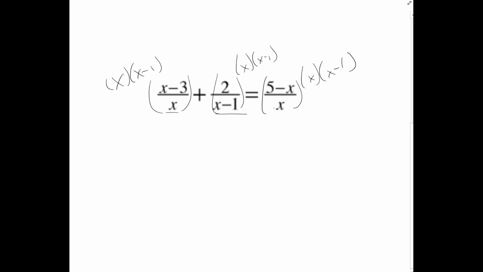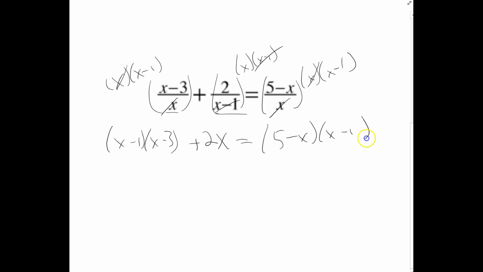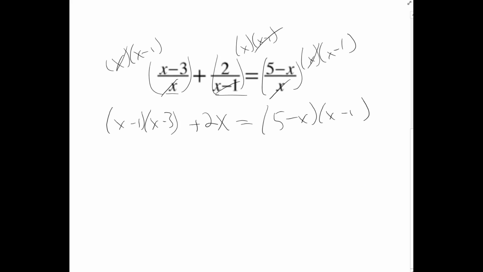Okay, so same thing here. The way I've written this, it's a lot easier to see that right here, this x cancels with that x. I have left x minus 1 times x minus 3 plus 2. Okay, the x minus 1's cancel. I'm left with 2x equals here. X cancels with x. I'm left with 5 minus x, x minus 1. And a lot of you were kind of freaking out about this, but this is just another quadratic. We just got to make it look that way.